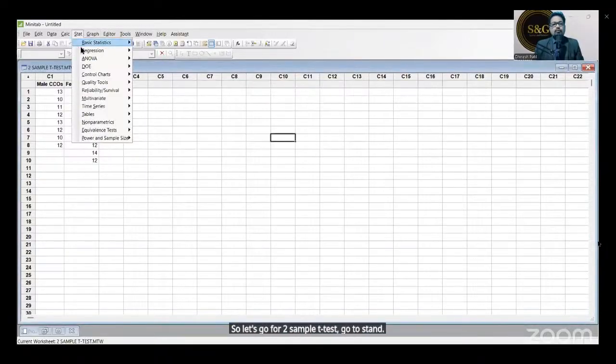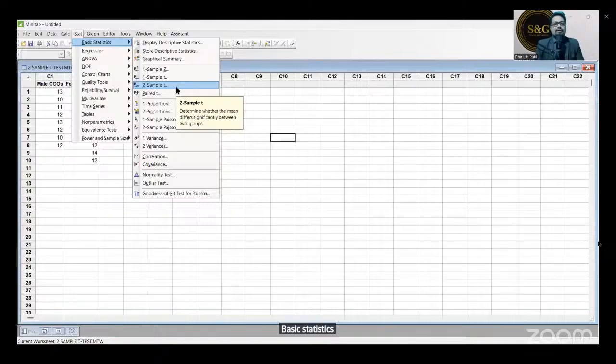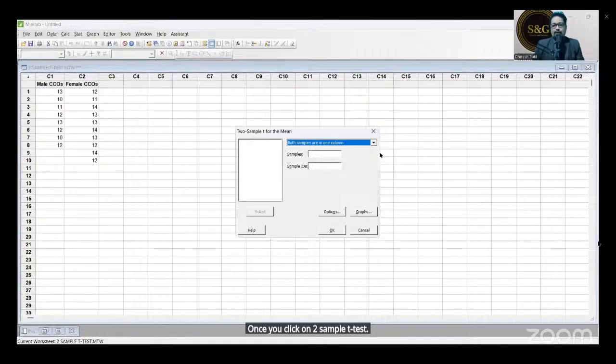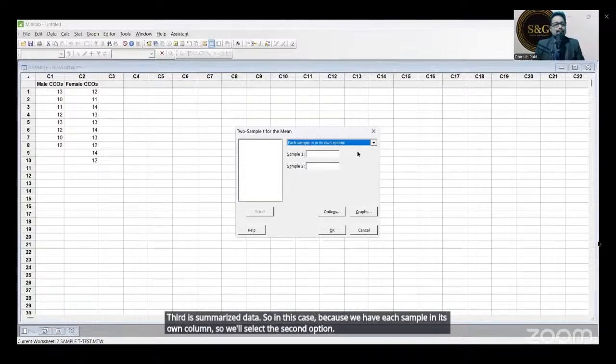So let's go for two sample t-test. Go to Stat, Basic Statistics, Two sample t-test. Everybody follow this process. Again, this is just a revision of the green belt itself, just to brush up the foundation. Once you click on two sample t-test, this window will appear. Here in the drop down, it says both samples are in one column. There are three options you have. Second option is each sample in its own column. Third is summarize data. In this case, because we have each sample in its own column, we'll select the second option, each sample in its own column.